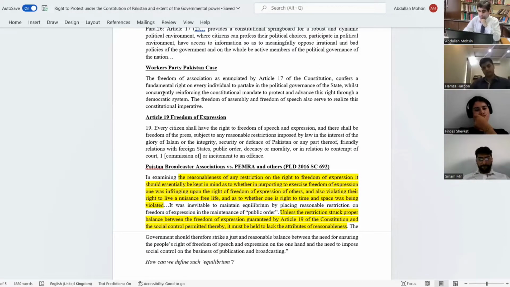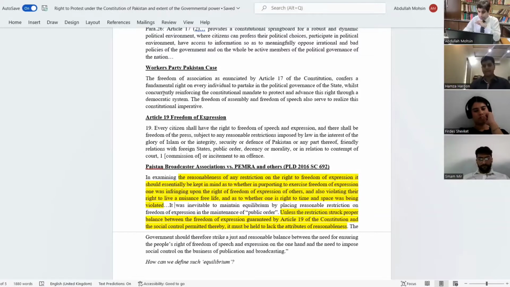It states that the reasonableness of any restriction on the right to freedom of expression should essentially be kept in mind as to whether, in purporting to exercise freedom of expression, one was infringing upon the right of freedom of expression of others, and also violating the right to live a nuisance-free life, and whether one's right to time and space was being violated.